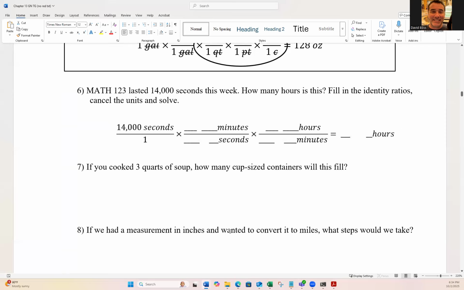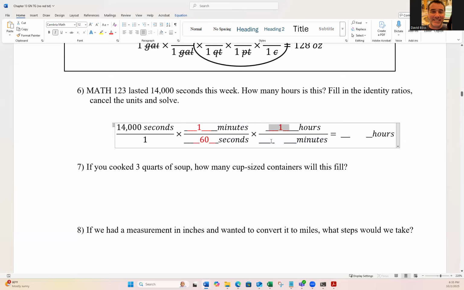Okay. Math 123 lasted 14,000 seconds this week. How many hours is this? Fill in the identity ratios, cancel units, and solve. All right, so it's already set up. We got seconds on top here, seconds on the bottom here, minutes on top here, minutes on the bottom here. All right, so 1 minute to 60 seconds.